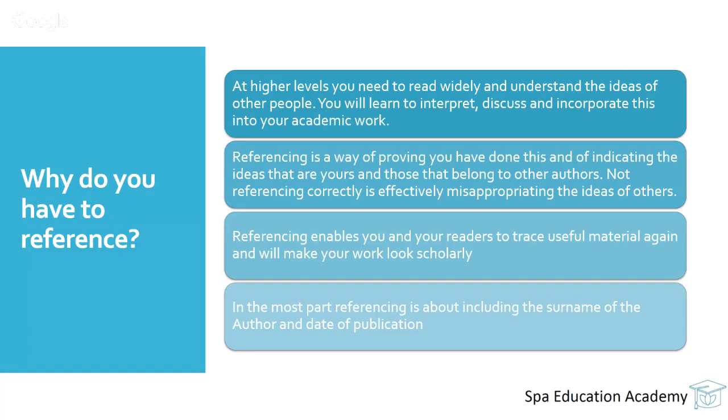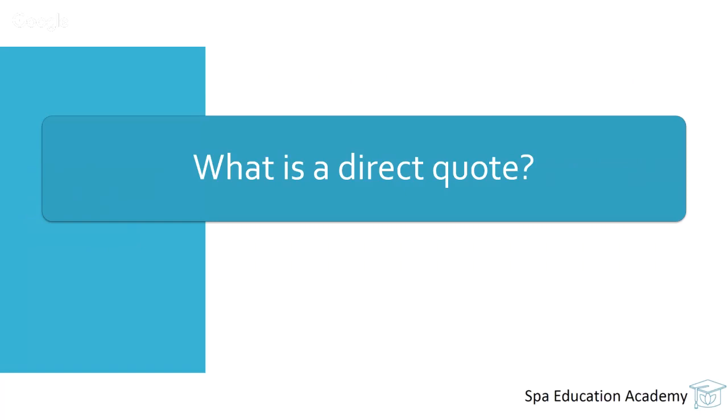So at high levels, you need to read widely and understand the ideas of other people. That's how you will learn. You will learn to interpret, discuss, and incorporate this into your work. Referencing is a way of proving you have done this and of indicating the ideas that are yours and those that belong to others. Not referencing correctly is effectively misappropriating the ideas of others. Referencing enables you and your readers to trace useful material again and will make your work look more scholarly. For the most part, referencing is about including the surname of the author and the year of publication. So what is a direct quote?